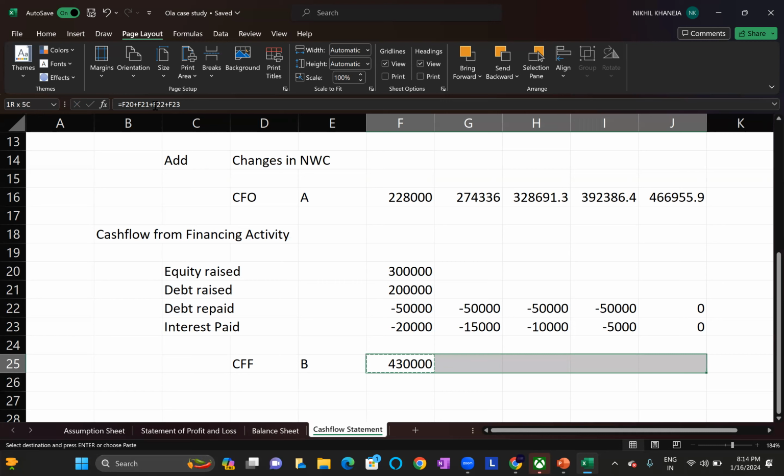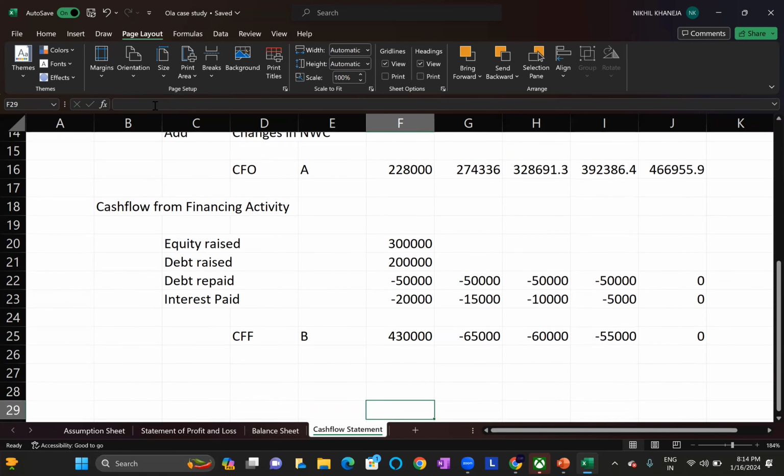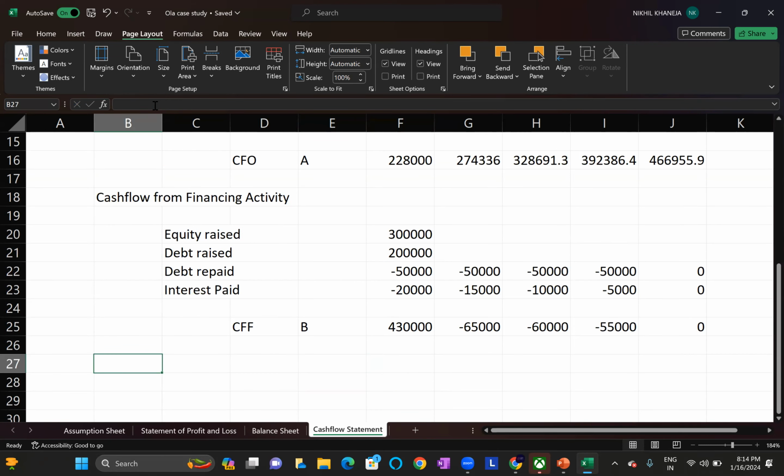Control C. Now I am done with financing activity. The next is cash flow from investing activity.